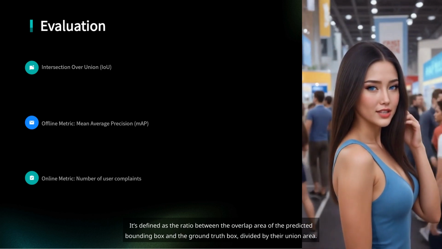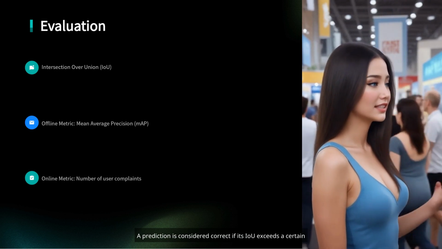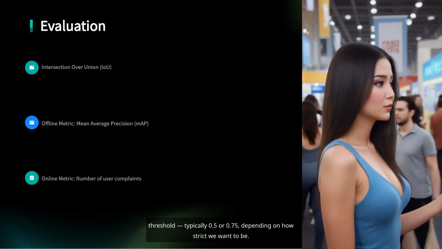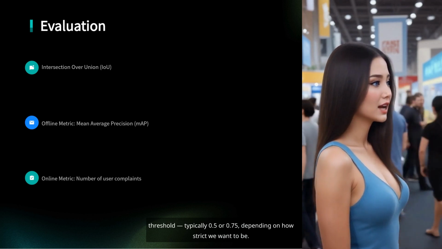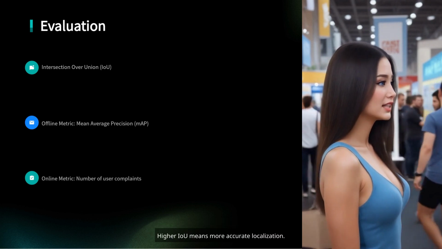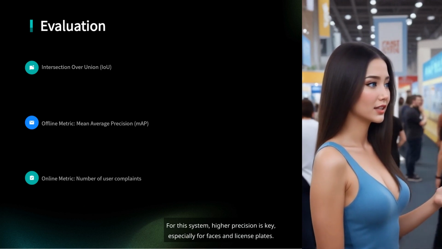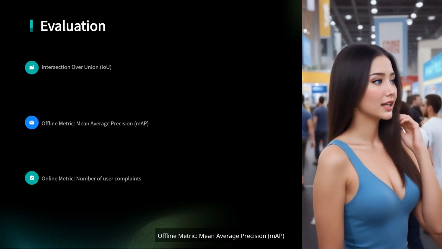A prediction is considered correct if its IOU exceeds a certain threshold, typically 0.5 or 0.75, depending on how strict we want to be. Higher IOU means more accurate localization. For this system, higher precision is key, especially for faces and license plates.